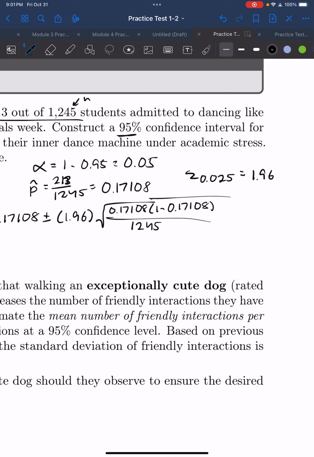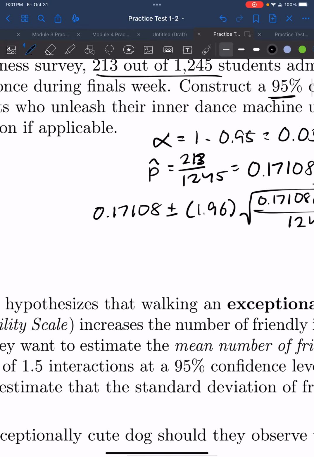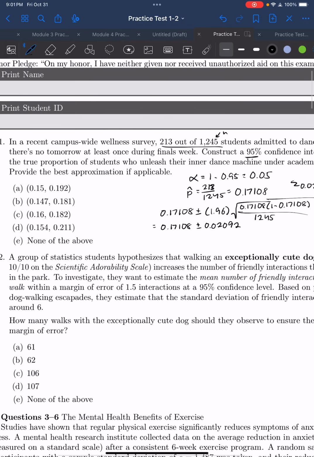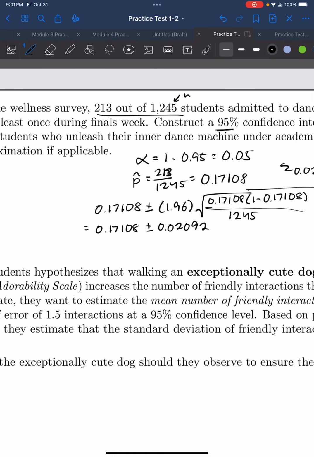And we get our p-hat plus or minus 0.02092, and then we can add and subtract that from our p-hat. So that's 0.17108.